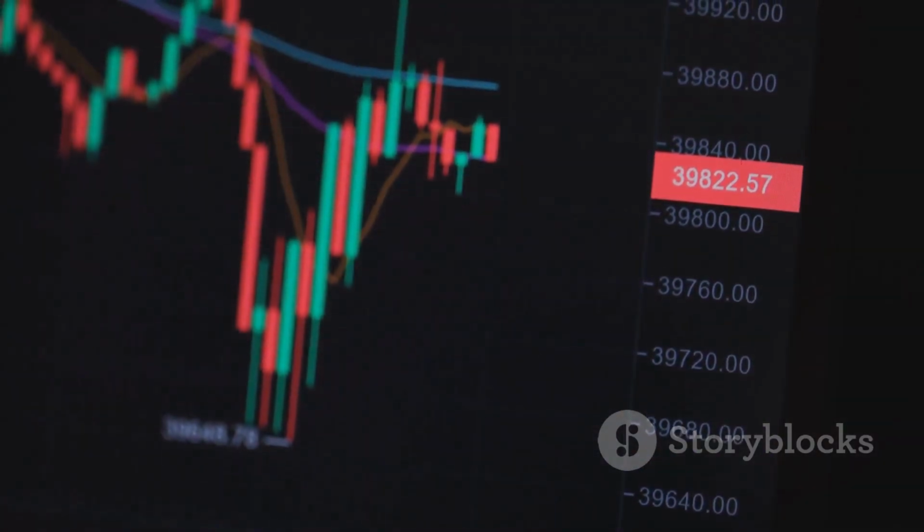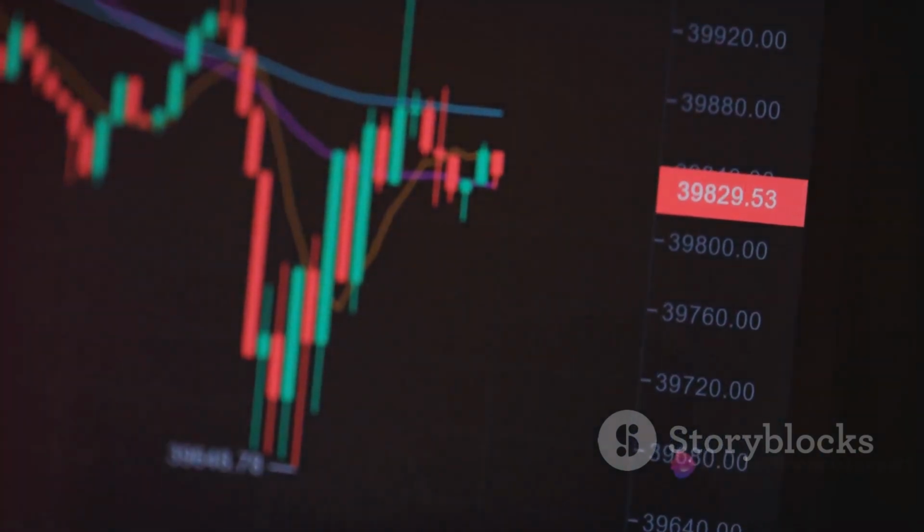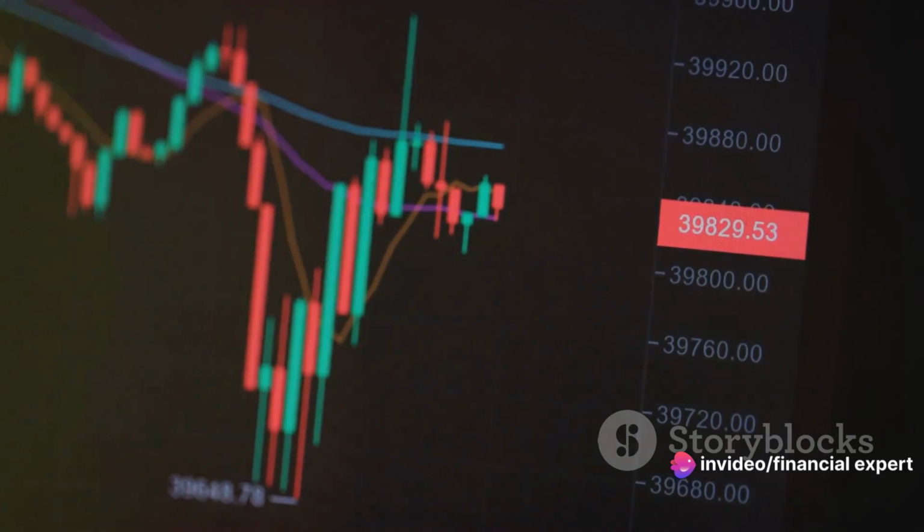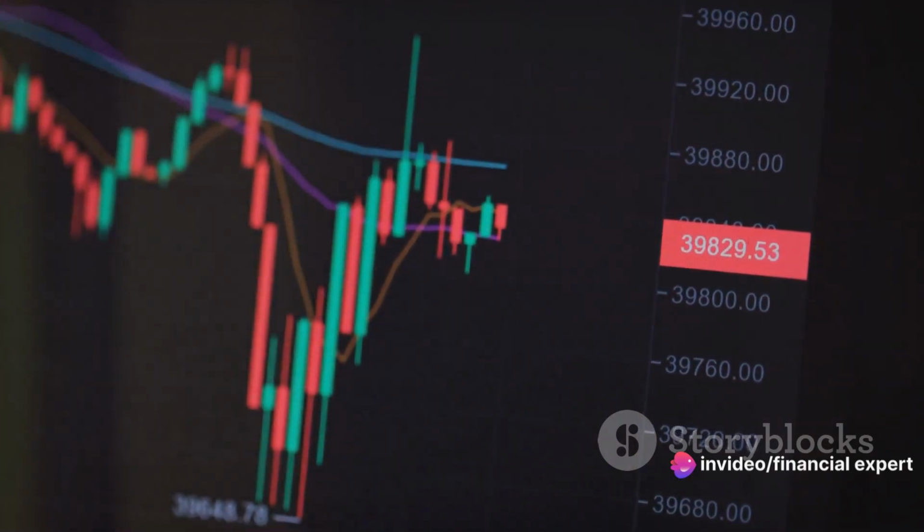This trend suggests that sellers are more dominant than buyers. It's like a red light warning investors that the asset might not be in demand and it might be a good time to hold off on buying.